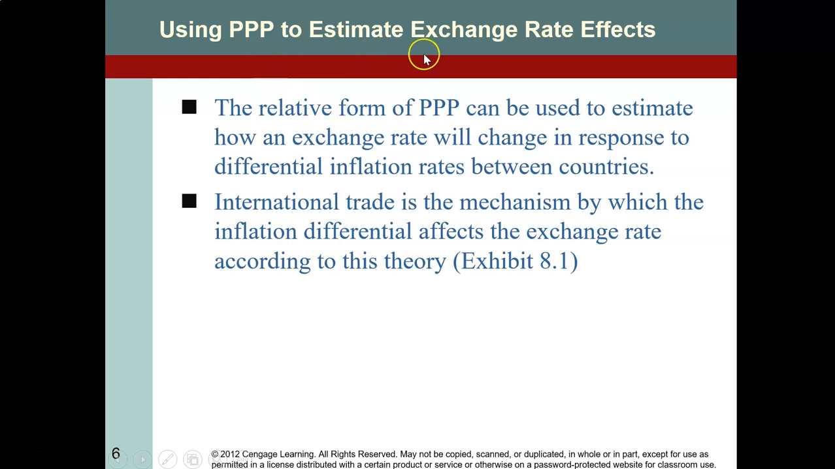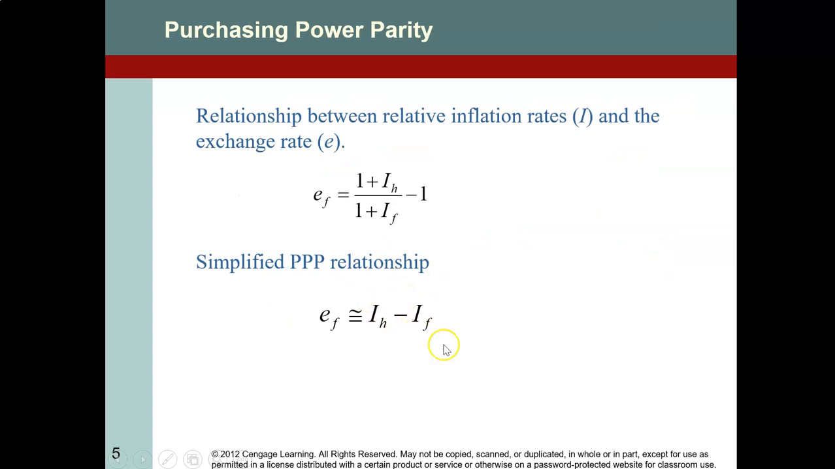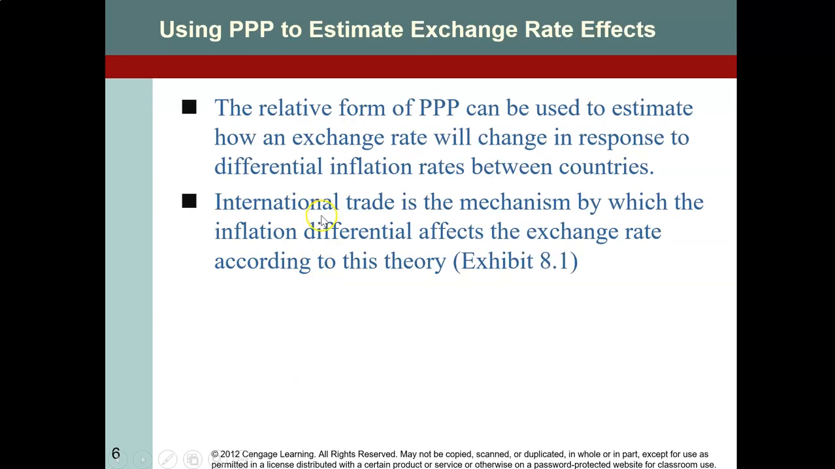Using PPP to estimate exchange rate effects, the relative form of PPP can be used to estimate how an exchange rate will change in response to differential inflation rates between two countries. International trade is the mechanism by which the inflation differential affects the exchange rate according to this theory. So when the inflation rate between the two countries changes, the exchange rate will change as well because of the international trade mechanism.